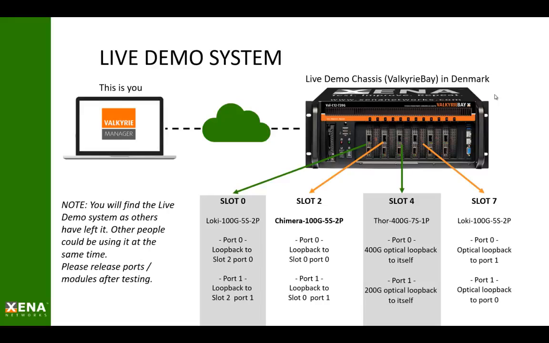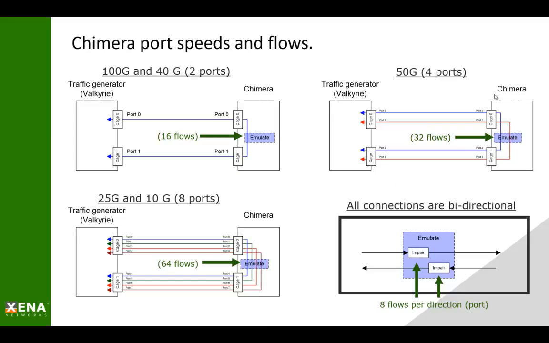Before we start the configuration, let me talk about the setup. The Xena Live demo is a Valkyrie chassis with multiple Xena modules installed. For the purpose of this demonstration, we'll be using a Loki traffic generator located in port 0 to generate the traffic and the Chimera impairment module located in slot 2 to do the impairments.